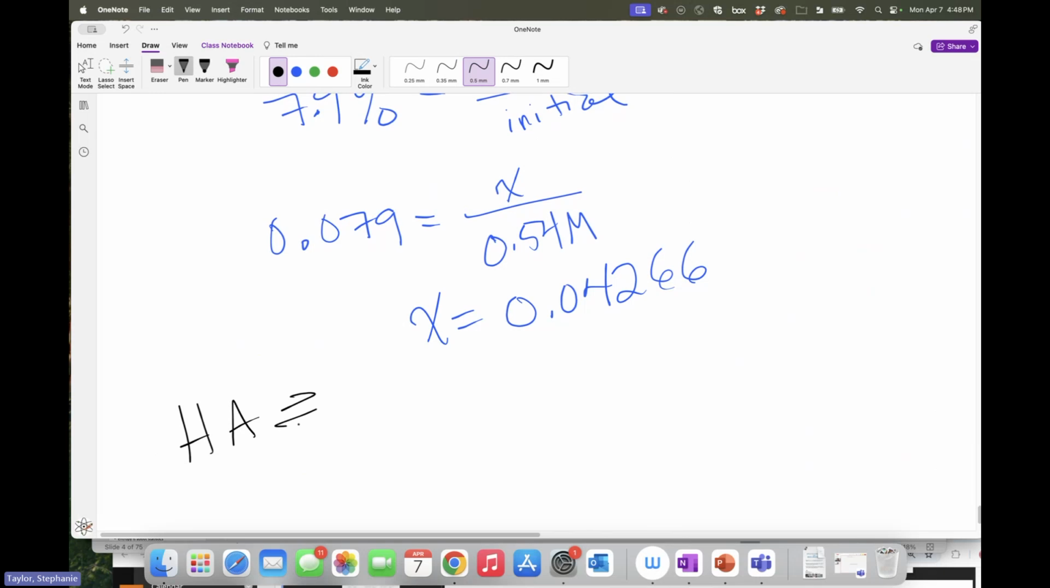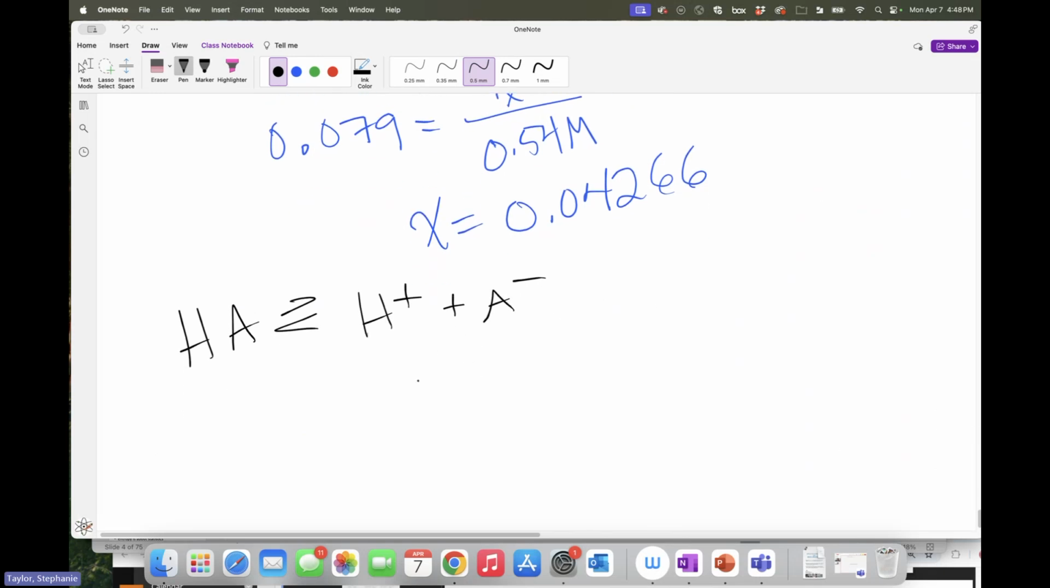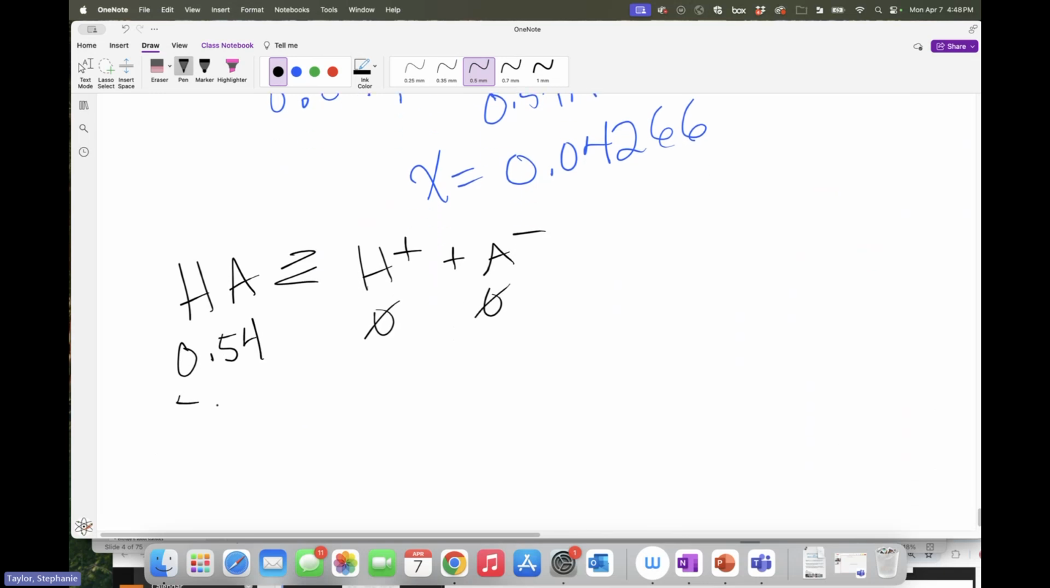So I'm dealing with this thing, 0.5400, and my Ka value has to be at equilibrium. Now, here's the other thing. I know what the X is.